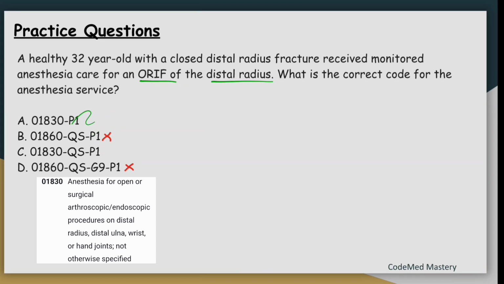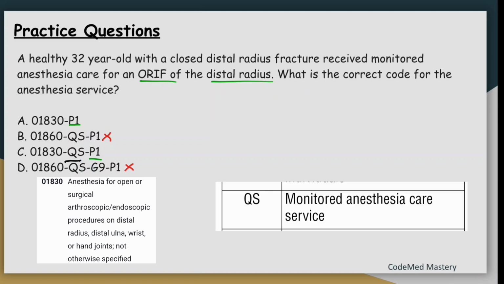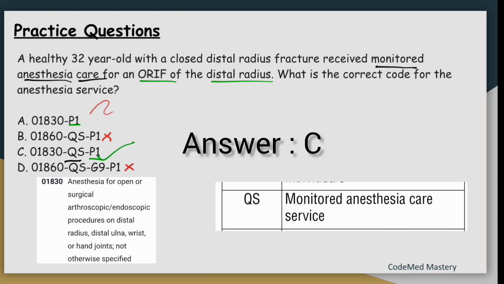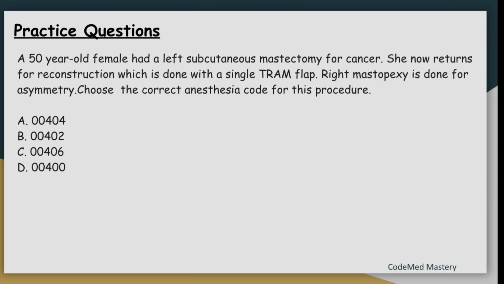So in both options they have mentioned P1 modifier, that is for a normal healthy patient. That is correct. Now we have to check whether the modifier QS is required or not. Modifier QS is for monitored anesthesia care service. So check in the question if they have mentioned monitored anesthesia care service. They have mentioned received monitored anesthesia care. So we have to use the modifier QS. So the right answer will be option C. We'll eliminate option A. I hope you are clear with it. Next question.